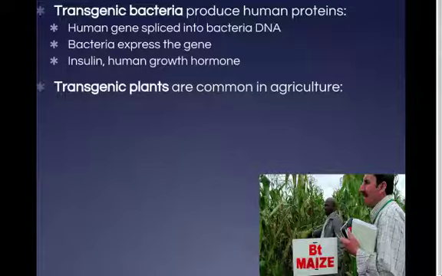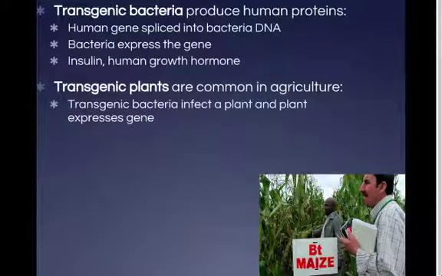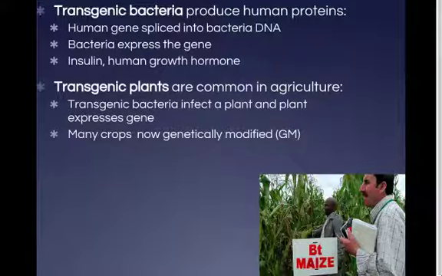And these are actually very common in agriculture, and a lot of the controversy in GMO products is in agriculture. So transgenic bacteria, you remember we use their plasmid. We put a specific gene into the bacteria, and then we use the bacteria to infect the plant. And the plant, once it has that gene in it, is able to express that gene. So many crops now are genetically modified to express different genes.